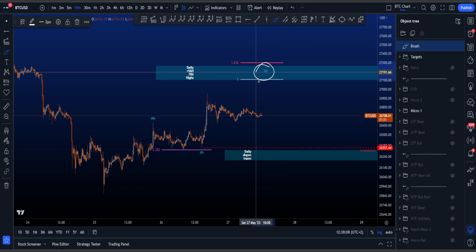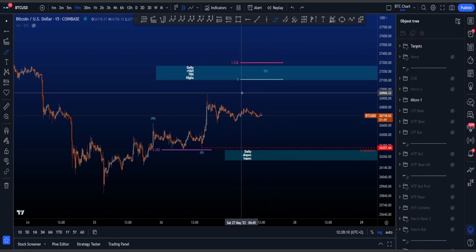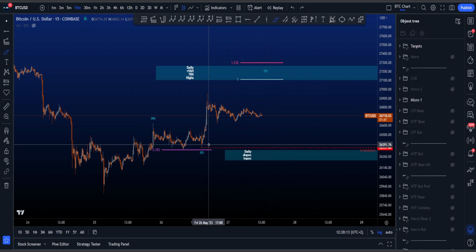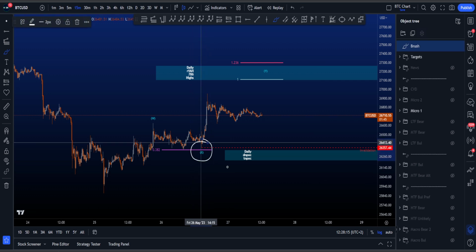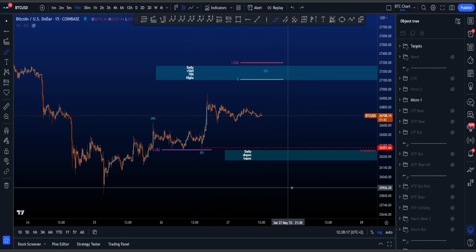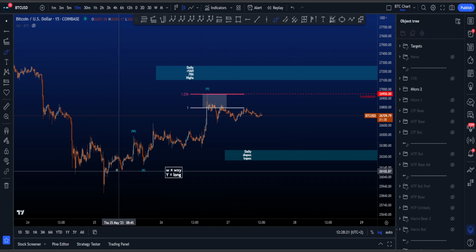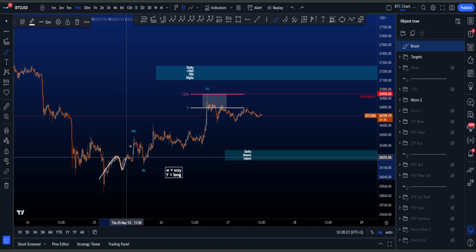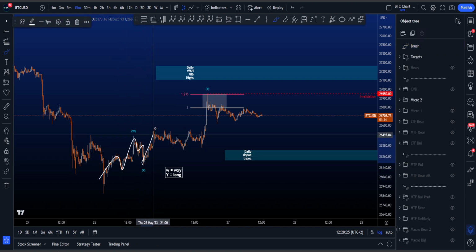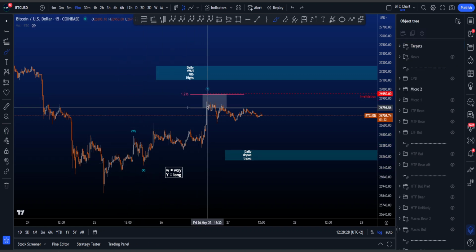So this is a very interesting area of resistance, and the invalidation of this scenario would be if price is going to fall below the low of X over here at 27.3k. If we then go to the other scenario, the WXY is already finished, so this is then a three-wave move to the upside, followed by a three-wave X, and then we have this long zigzag in a wave Y.